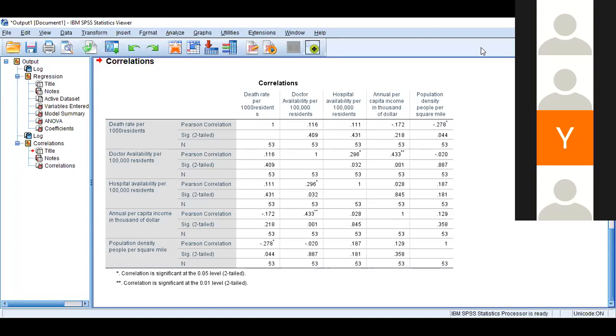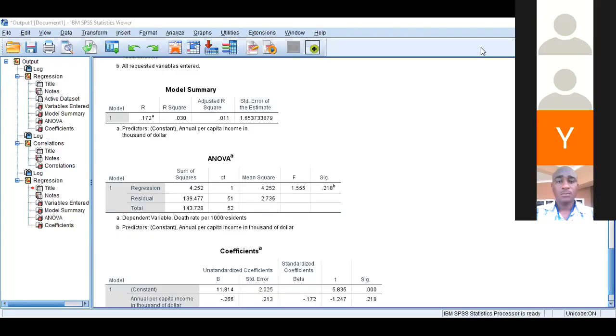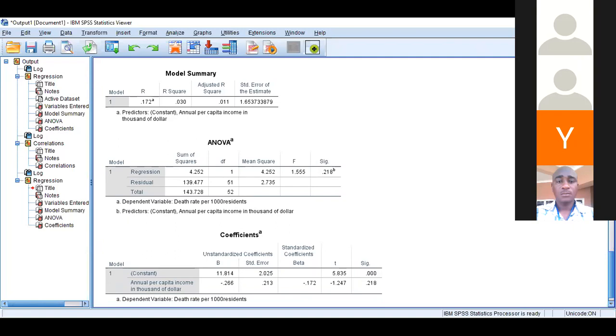Let's look at annual per capita income now. Can you see the results? You see the correlation now. It's minus 0.172, but it just says 0.172 here. It didn't put the minus. Can you see? Okay. Now look at it.